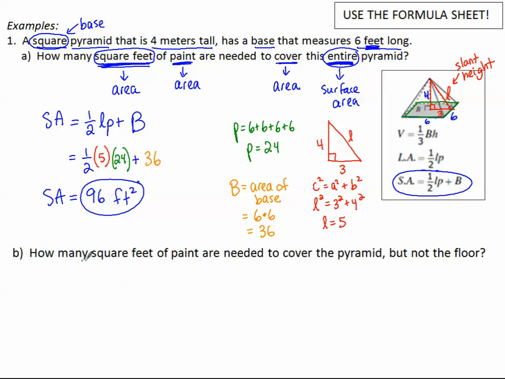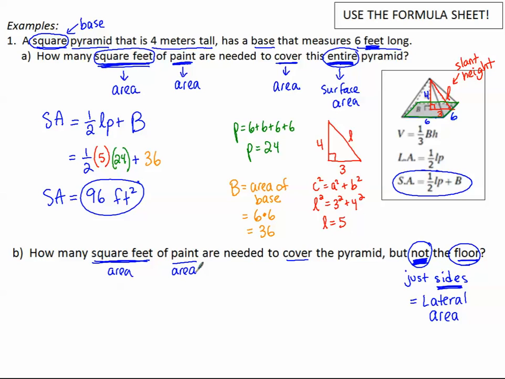Now part B asks how many square feet of paint are needed to cover the pyramid, but not the floor. So I don't want the base. That means I want just the sides. And if I'm referencing sides, that means I want lateral area. And I know it's area from these same keywords. Square feet means area, paint means area, if I'm using it to spread on something, to cover something.